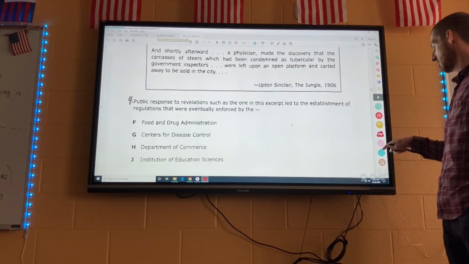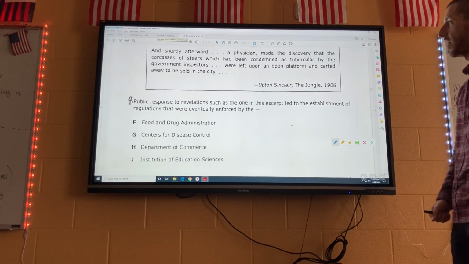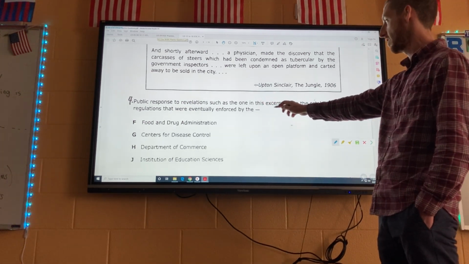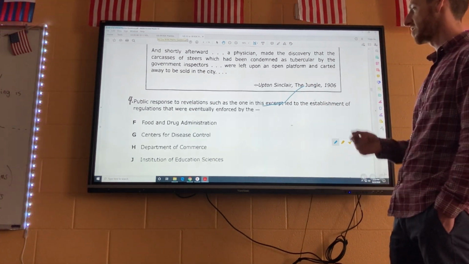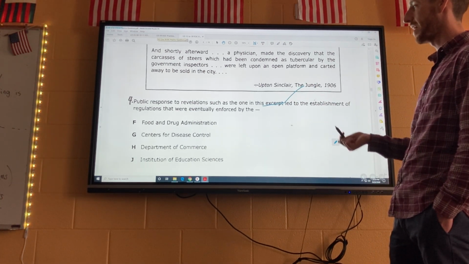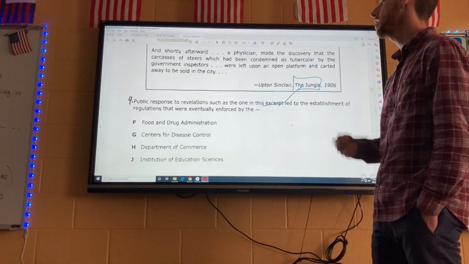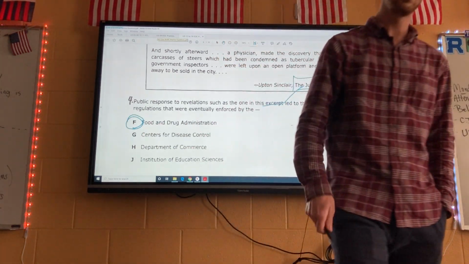Upton Sinclair in The Jungle again. Okay? So The Jungle leads to reforms. What kind of reforms? So let's take a look. Public response to revelations such as the one in this excerpt, aka The Jungle, led to the establishment of regulations that were eventually enforced by the... So The Jungle has to do with meat. Meat is food, so it's going to be F. Food and Drug Administration. 4 is F, Food and Drug Administration.